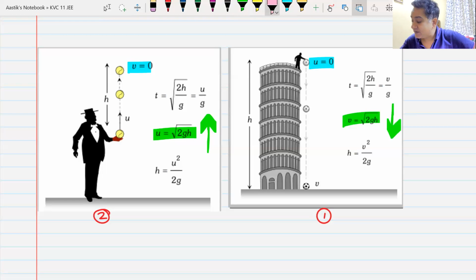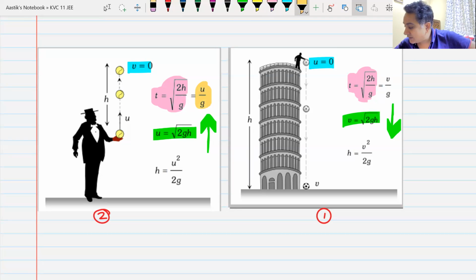Look at the time, my dear friends. T is root over 2h by g. Any difference? Absolutely none. Do you understand? Here in this case, you find T as u by g. Here in this case, you find T as v by g. But here, the values of u and v are both the same. Yes or no? So both these cases are absolutely carbon copies of each other. Do we understand this or no?